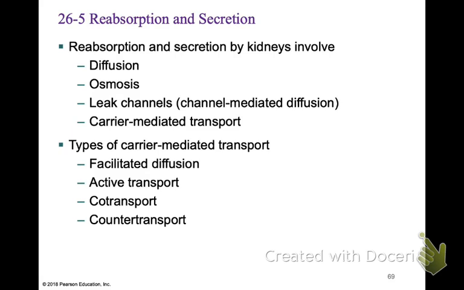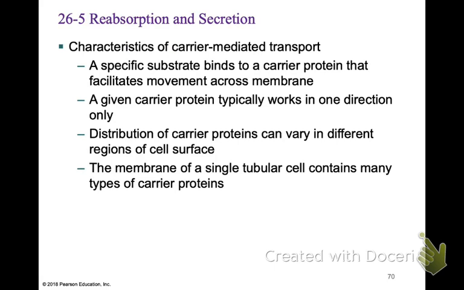So we're going to use diffusion and osmosis and leak channels and carrier-mediated transport. If you need to go back to transport, then go back to the chapter on the cell and reread about membrane transport. We're going to use facilitated diffusion, meaning we're going to have some protein channels that are selective for particular things. Active transport, meaning we're going to use ATP. Co-transport and counter-transport.